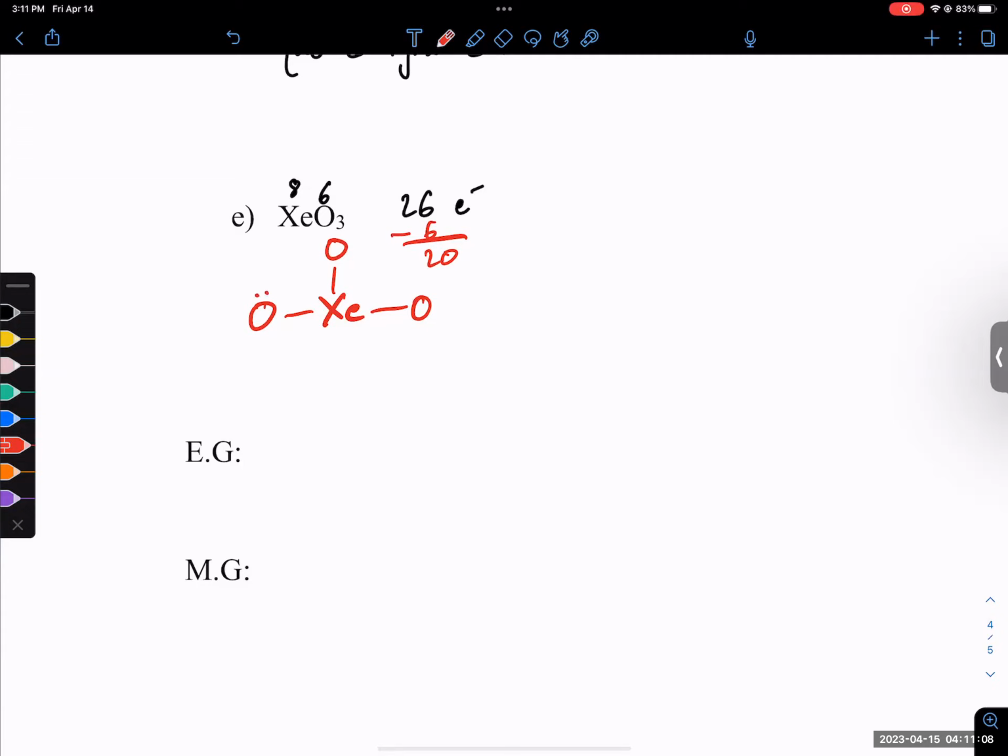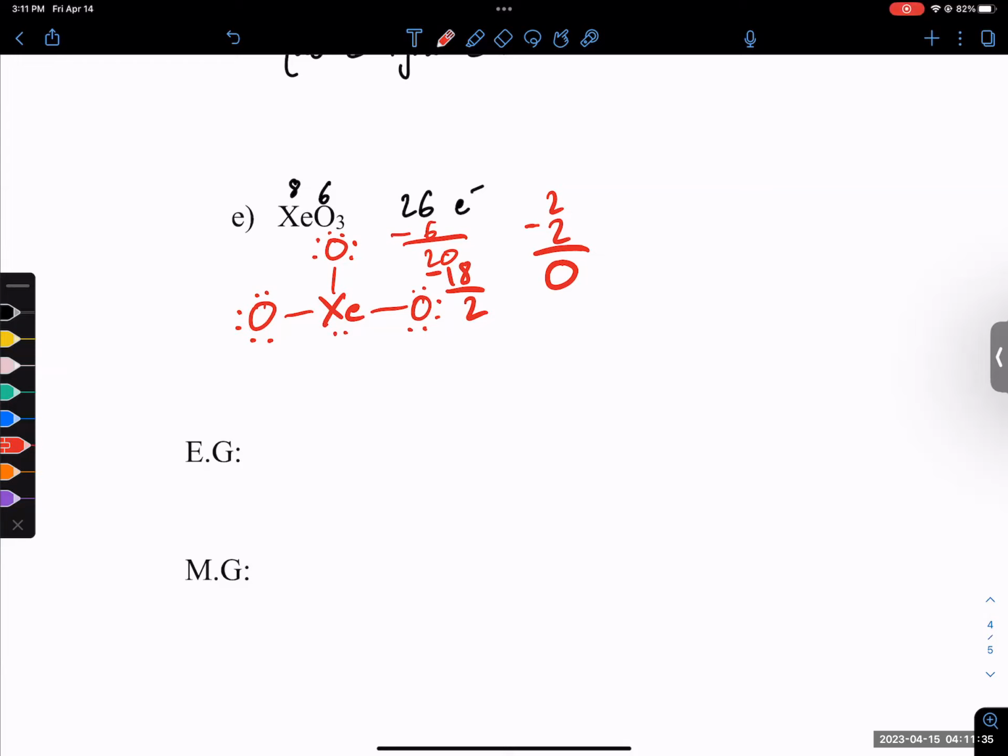So I'm going to add 6 to make these oxygens happy. 2, 3, 4, 5, 6. 1, 2, 3, 4, 5, 6. So minus 18, it's 2 electrons left over. We're going to slap those on the xenon. So 2 minus 2, that's 0. All right.